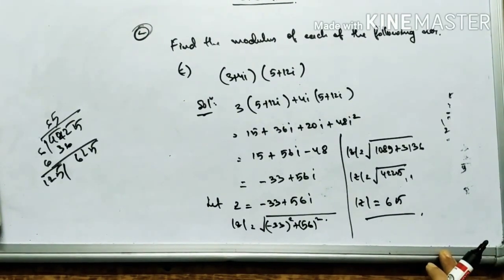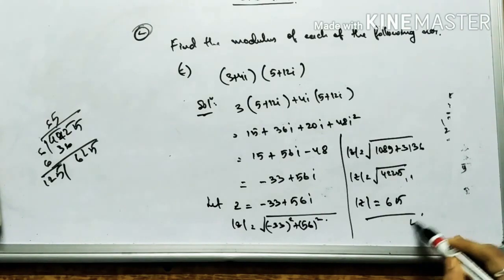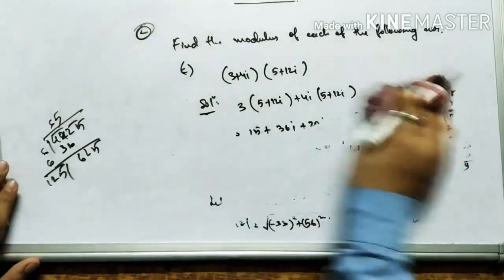Let me check the back answer here. Modulus of z, yes, 65 I will get. Understand?